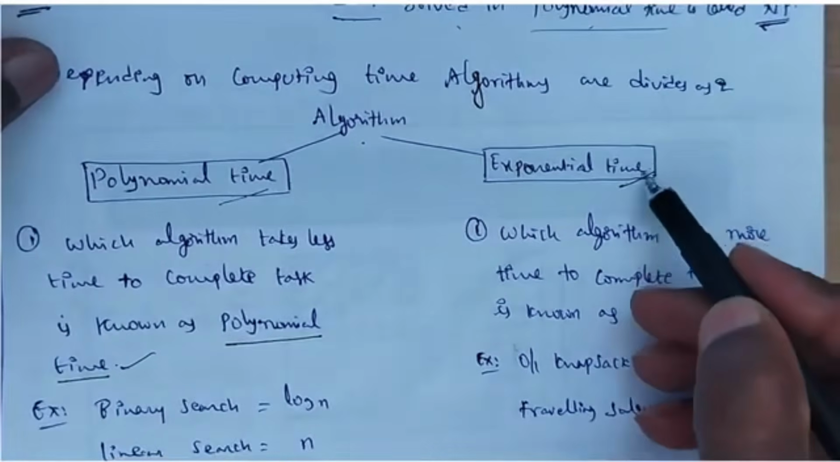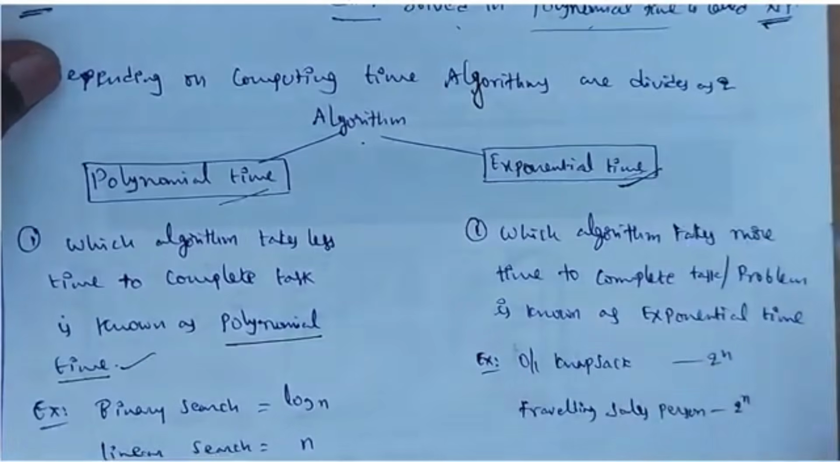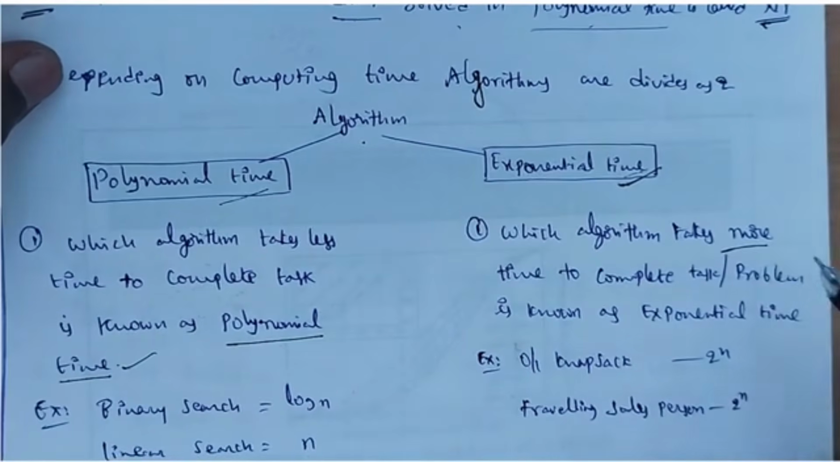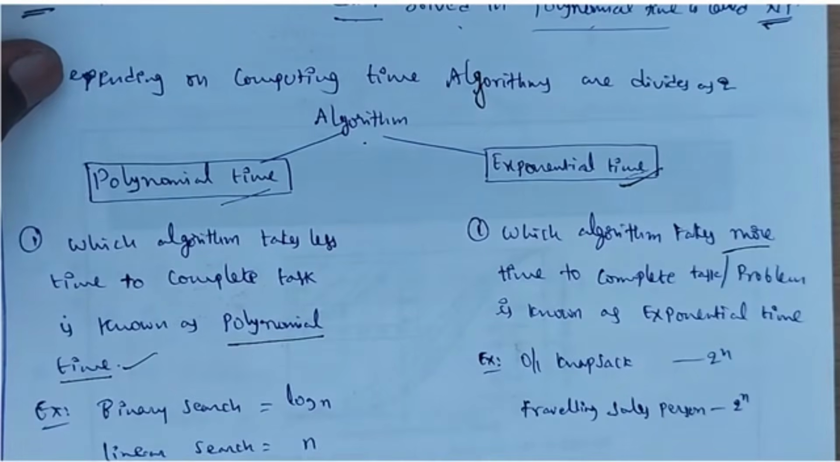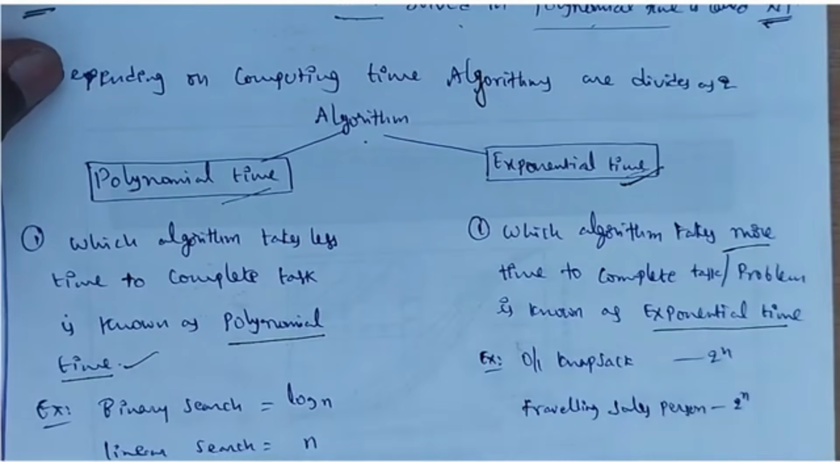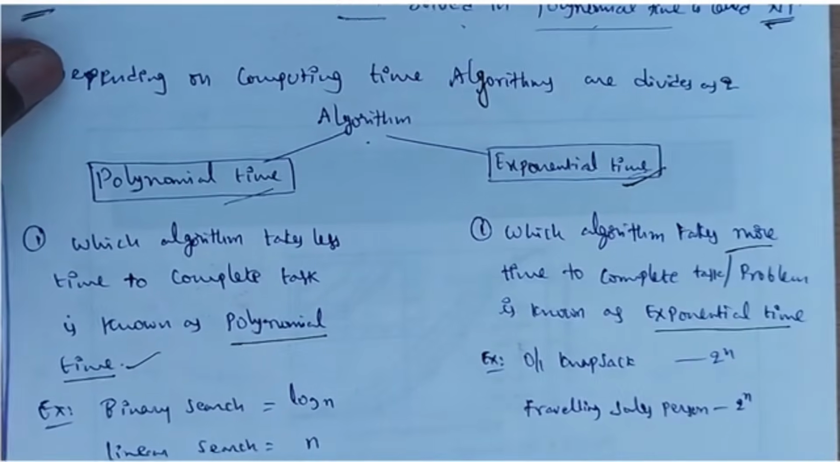And what about exponential time? If any algorithm takes more time to complete the task or execution of the process, then those are called exponential time algorithms.